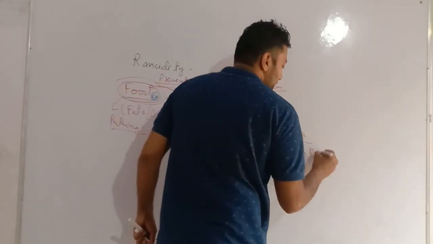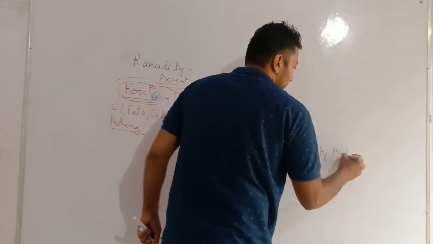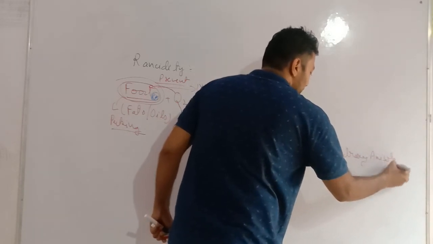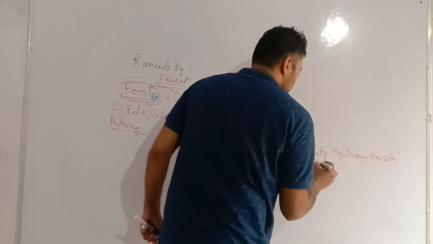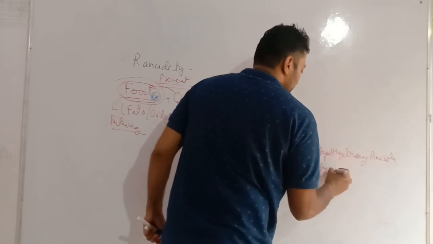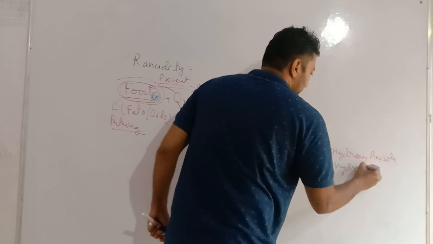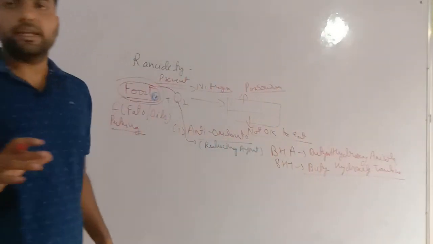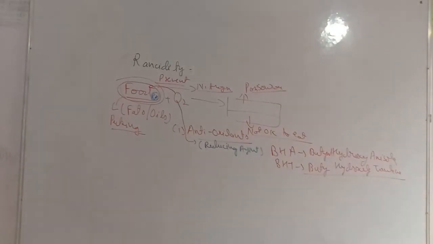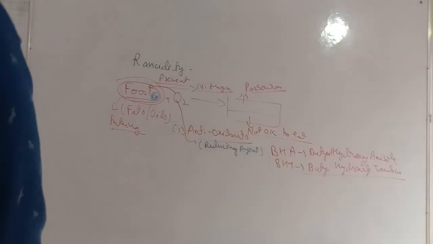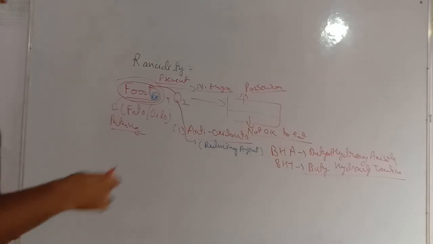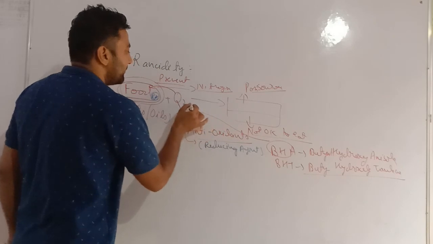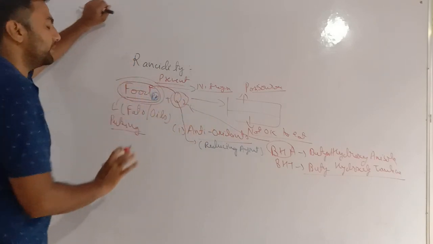BHA means butylated hydroxy anisole, and BHT means butylated hydroxy toluene. See, my dear students, these things are also known as preservatives. If these are added in food, they will themselves react with oxygen and not allow food to react with it.